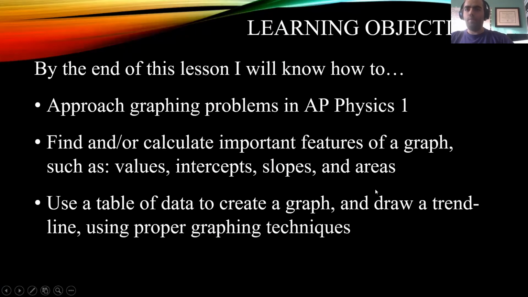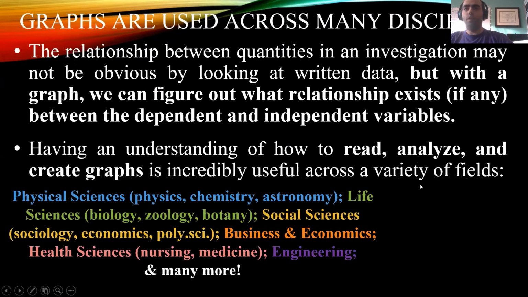Today, we're going to be learning about how to approach graphing problems in AP Physics 1 to find and/or calculate important features of a graph like the values, intercepts, slopes, and areas of the graph, and use a table of data to generate a graph and then draw trend lines and use proper graphing techniques to do so.